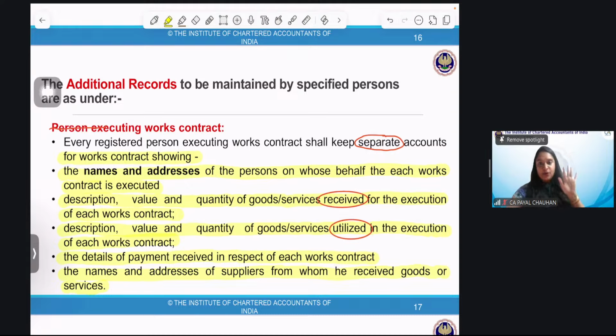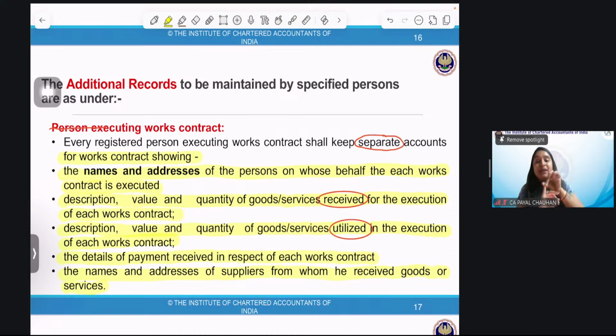Shall we revise? Okay, we'll revise. First of all, I have to keep a separate detail of every person on whose behalf I am completing their work contract. That complete detail is their name and address. Then, what are the goods and service I have received to complete my work contract? What are the goods and service which I have utilized to complete the work contract?